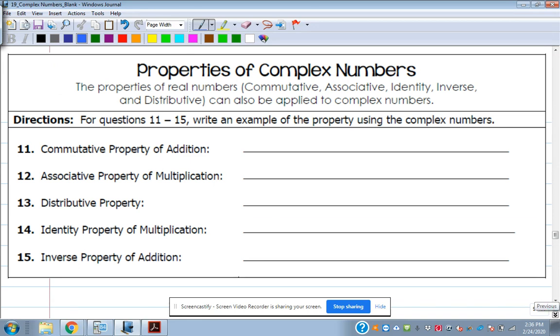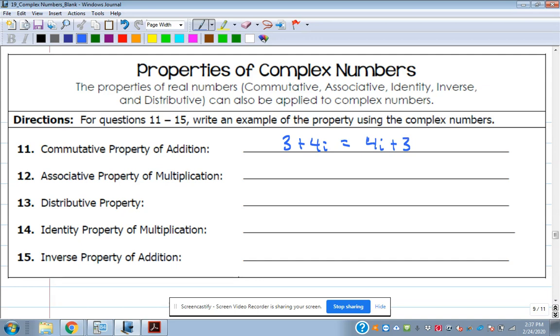Commutative property. What does commutative property do? Moves it around, gets the same answer, right? So it'd be like 3 plus 4i is the same thing as 4i plus 3. Just change the order. Commutative property of addition. Just change the order. That's all it does.